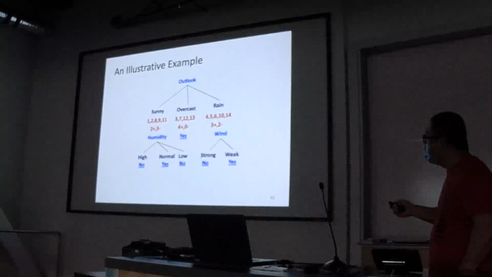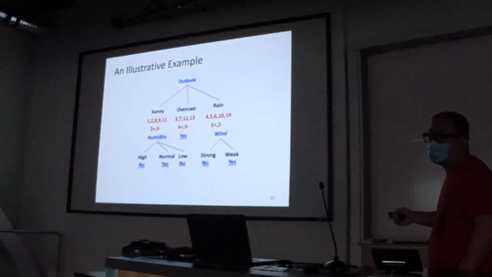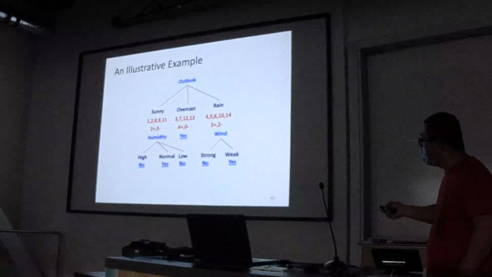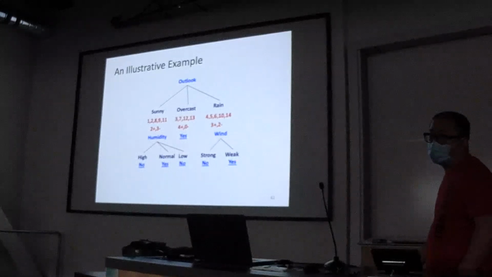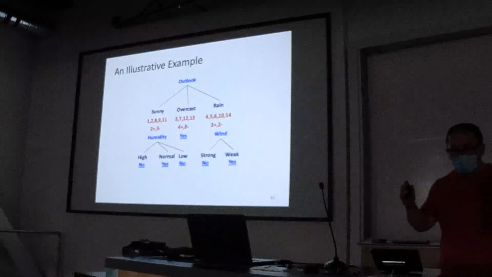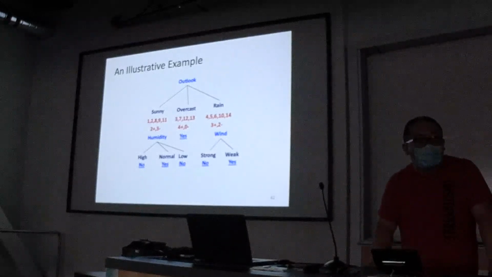If you use wind to split this data subset, you end up with 2 subsets where each subset is uniquely labeled. For strong wind, all the examples are negative, so you create a leaf node with the negative label. And for weak wind, you have the label positive. So now we have finished the construction of the decision tree by following the ID3 algorithm.